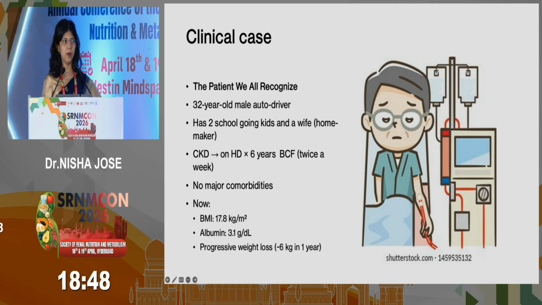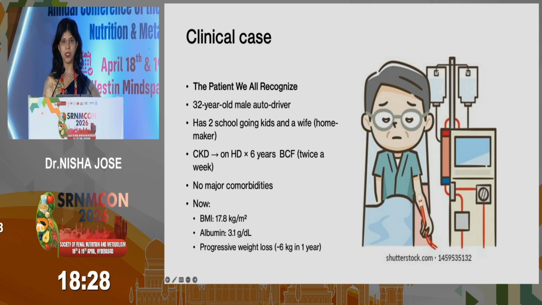So I'm going to bring you back to a very real world scenario. It's a patient who you and I have seen many times over again. This is a 32-year-old male auto driver. He has 2 school-going children and a wife at home who's a homemaker. He is a CKD patient who's been on dialysis for the last 6 years through a BCF. He's on twice weekly dialysis.